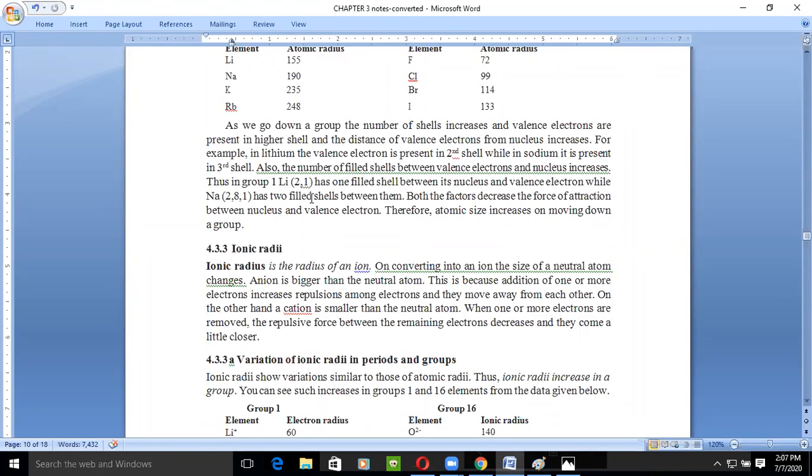So it will lead to the increase in the atomic size, because of the decrease of the force of attraction on the valency electron. If the number of shells keeps on increasing, the force of attraction between the nucleus and the outermost shell will ultimately decrease.